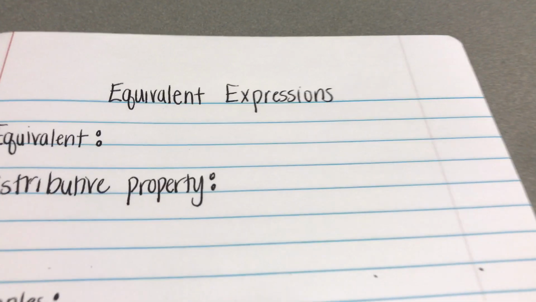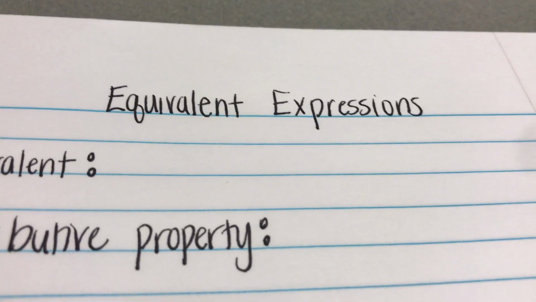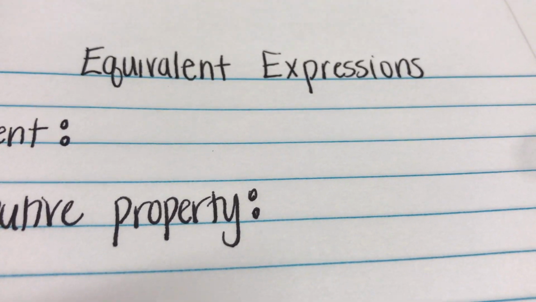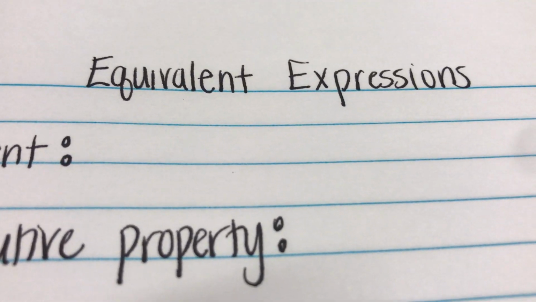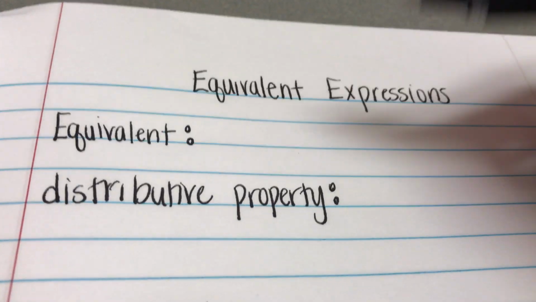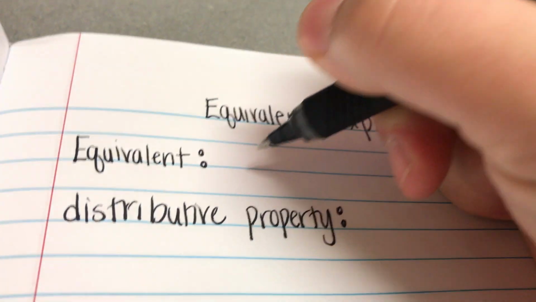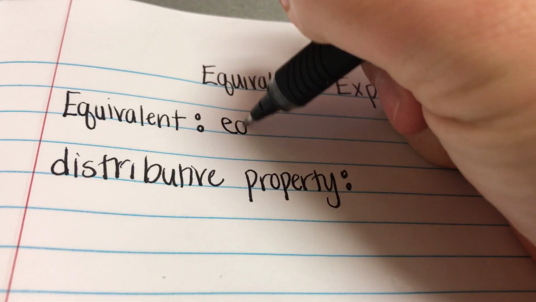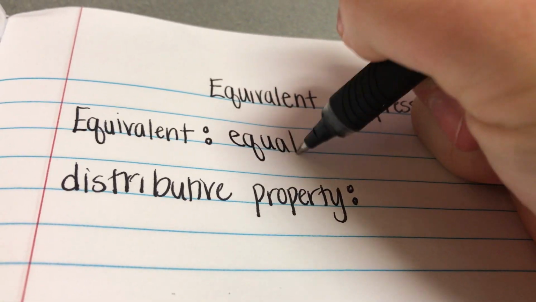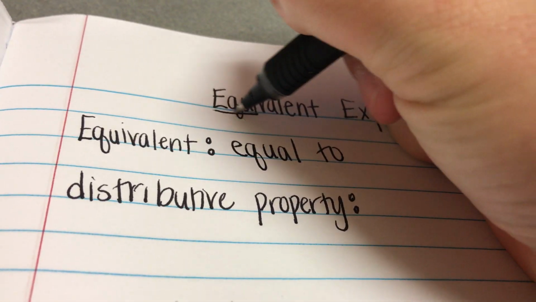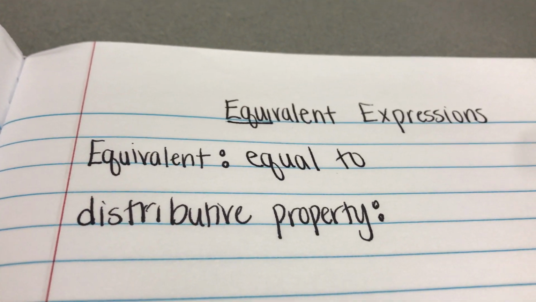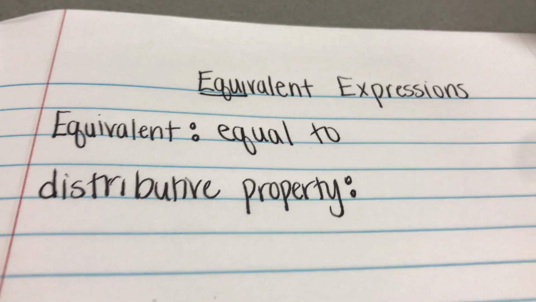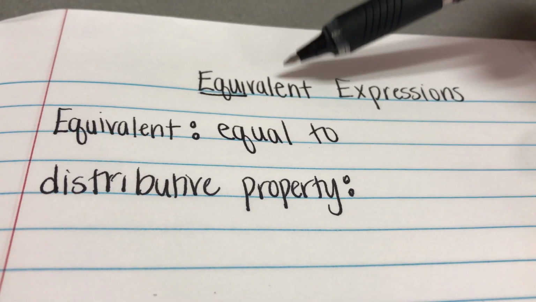All right, guys, we're going to go over what seems scary, but it's super easy. It's called equivalent expressions. We're going to first start off with the word equivalent, okay? So equivalent just means equal to. It's just a fancy word. If you look at the root word in there, you've got equal. So all that means is equal to. So we're looking for expressions that are equal to.